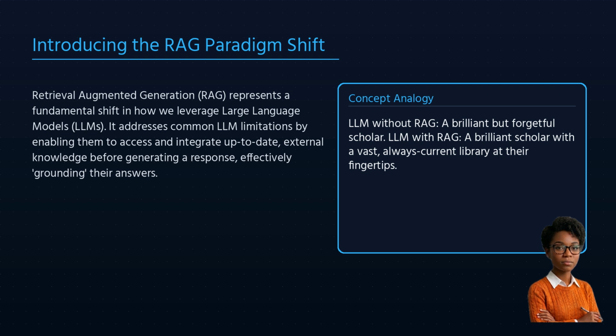Today, we're diving into Module 2.1, the RAG Paradigm Shift and its Architecture. RAG, or Retrieval Augmented Generation, isn't just another acronym. It's a transformative approach that's redefining how we interact with large language models. It fundamentally shifts how LLMs access and use information, moving them beyond their static training data to become dynamic, knowledge-seeking entities. This empowers them to provide more accurate and relevant responses.